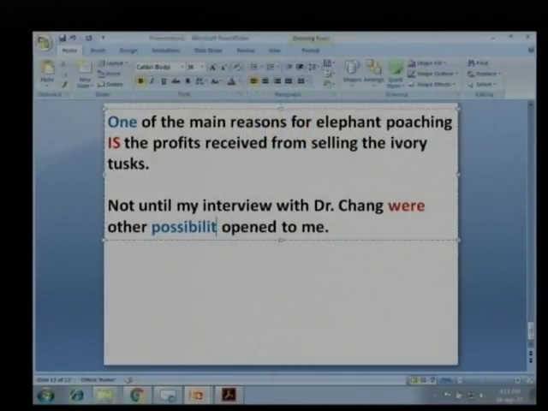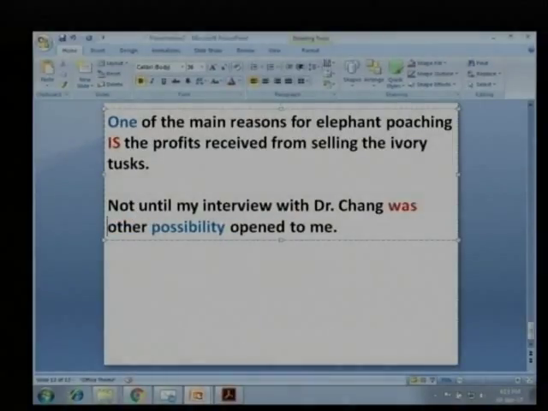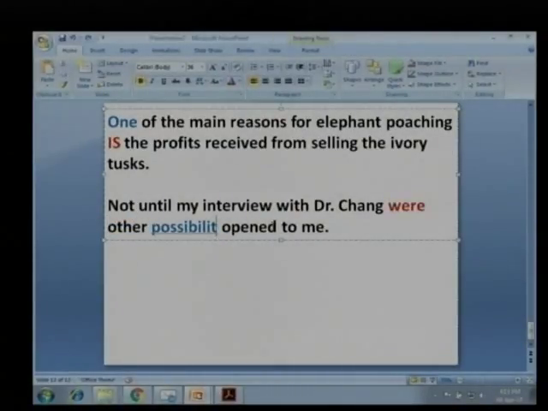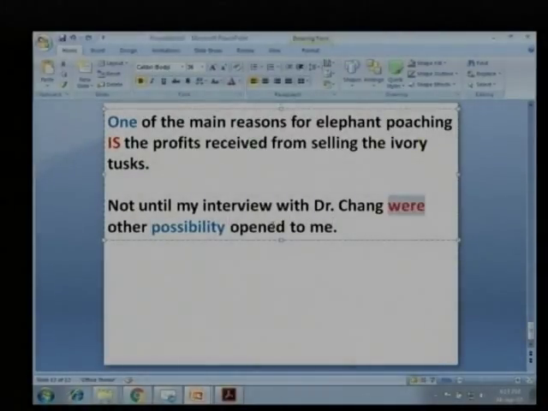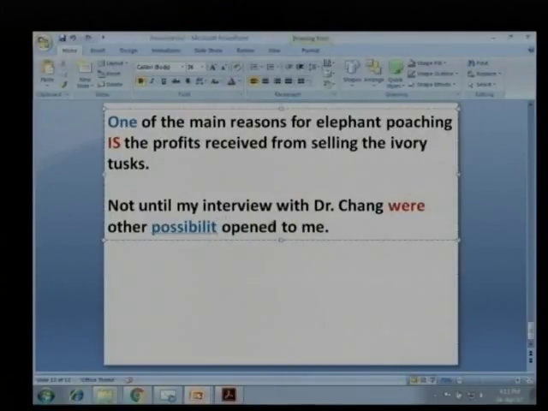If I change this to possibility, not until my interview with Mr. Chang was other possibility. Okay, let me make change. Was other possibility open to me? I will use was because my subject here is singular. Otherwise, I will let it be were because that's a plural form.